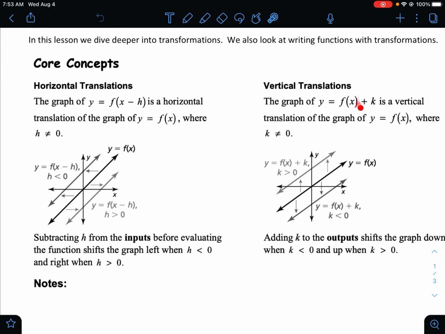Vertical translations, this is what this means. This is the outside, just like in the model I gave you. This is the vertical translation piece. So this is going to move it up and down. And because there's no minus sign here, you don't get this opposite effect. It goes whatever direction you would assume it would go. So a positive would go up and a negative would go down.